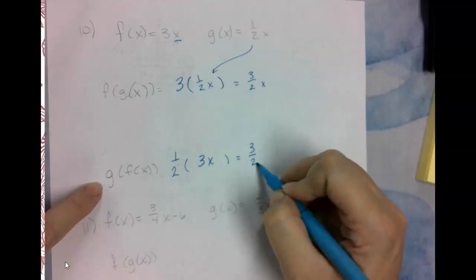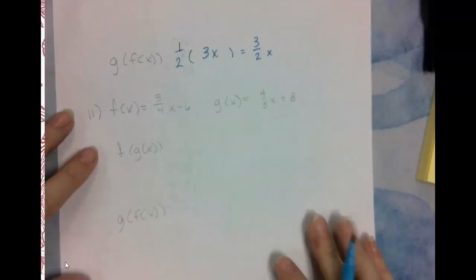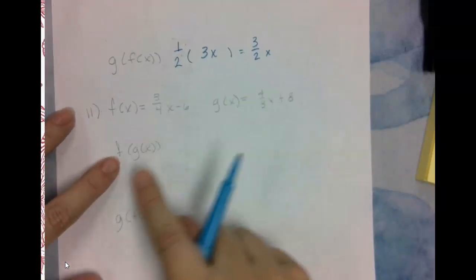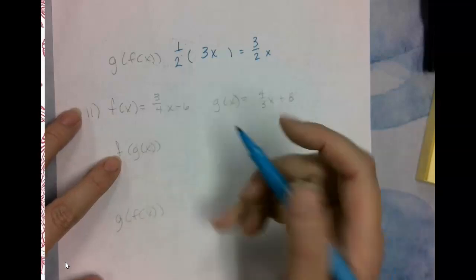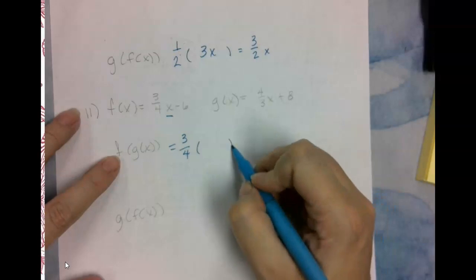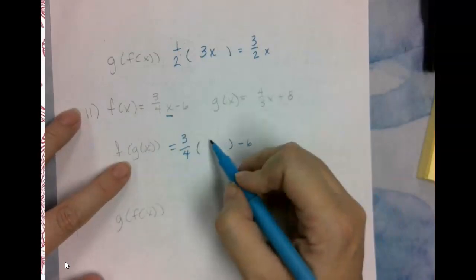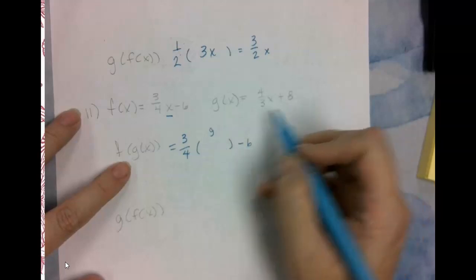And this one, when I do them in opposite orders, they happen to be the same. And then 11, okay, I've got new f's and g's. So I'm going to take my f, start with my f. I'm going to leave a space where the x was. And I'm going to put the g inside there. So this is g, this one.